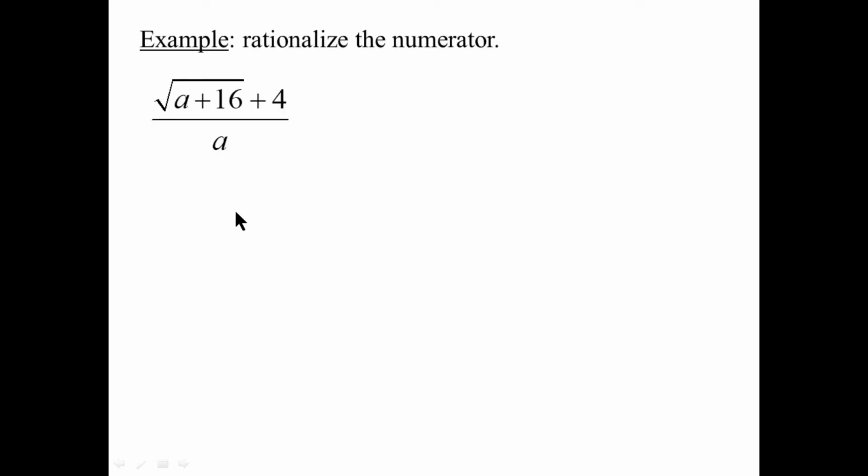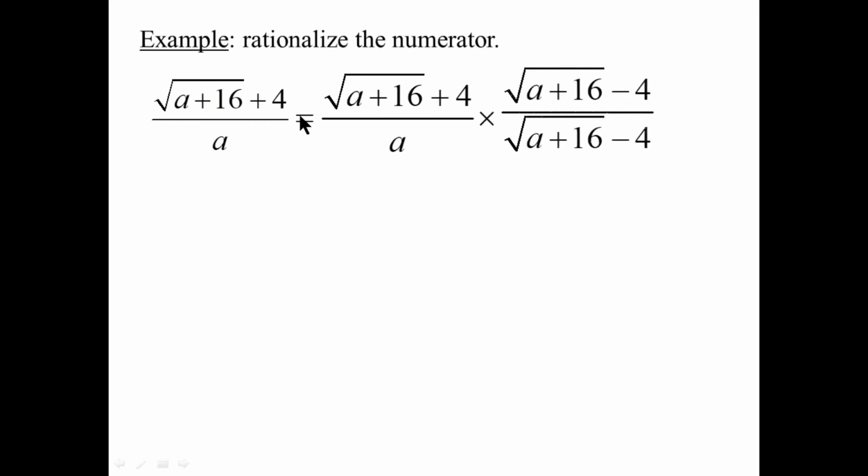Rationalize a numerator. Well, the instructions here say rationalize the numerator. So we'll have to follow the instructions. The numerator is really two terms. It's a radical plus a whole number. So we'll take that and multiply top and bottom by the conjugate. And the conjugate will be root a plus 16 minus 4. Top and bottom. These two must match because we're multiplying by 1.